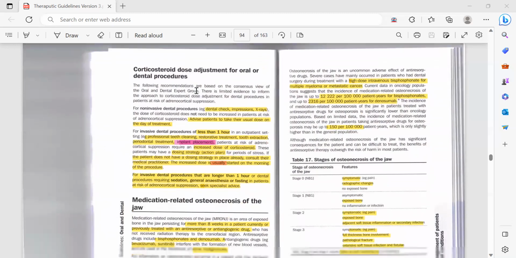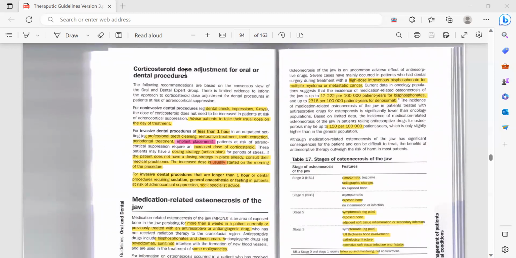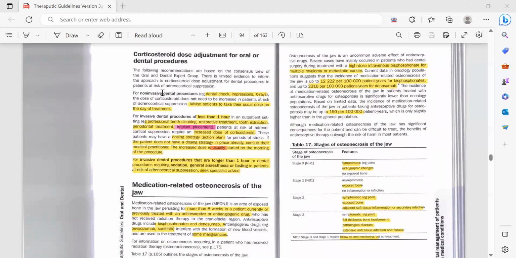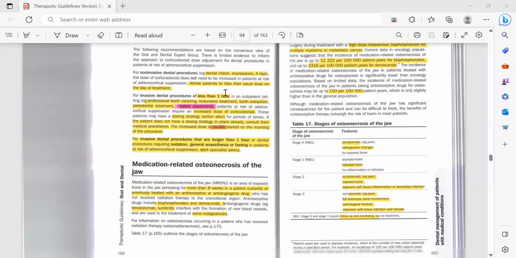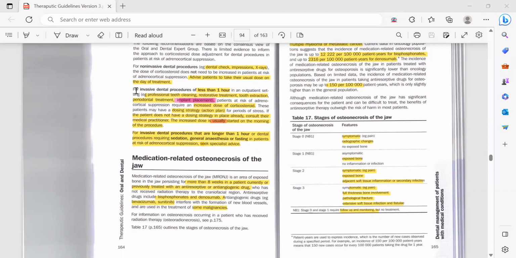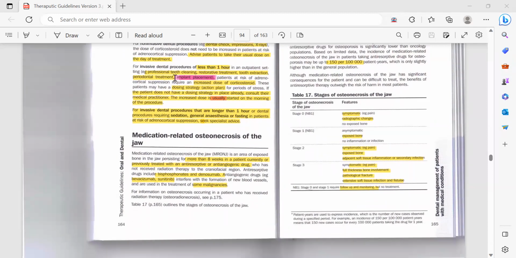Then corticosteroid dose adjustment for oral or dental procedures. For non-invasive dental procedures, for example if you are just doing the checkup today or you are going to take x-rays or impressions, do you need to modify the corticosteroid dose? No, there is no need to modify or increase the dose in patients at risk, and advise the patient to take their usual dose on the day of treatment. There is no need to modify their dose.